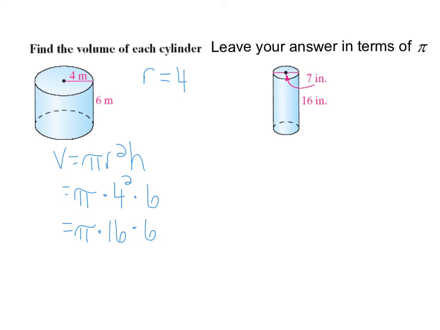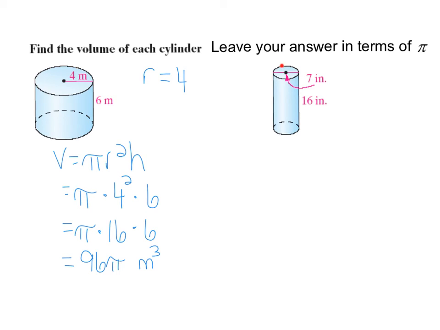Now here's how we write this. We're going to do the 16 times 6, and we get 96, and then we write the pi at the end, 96 pi. That means 96 times pi. We could work it out, get a rounded answer, but we're going to leave it in terms of pi. Our units are meters cubed. Okay? Next one.